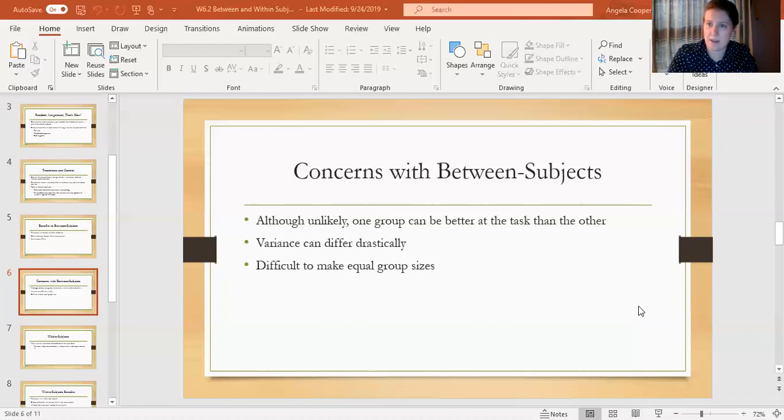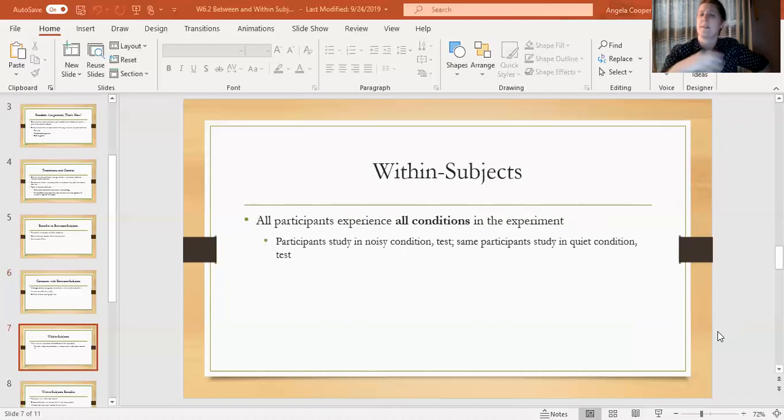And then it's difficult to make equal group sizes. You could have 100 participants, but if you're going to do the coin flipping method or even the random number generator method for true random assignment, there's always a chance that, yes, a coin is a 50-50 flip. You can either get heads or tails, but I'm sure we've flipped coins before. Even if you flip a coin 100 times, there is no guarantee you're going to get a perfect 50-50. It might be like 47-53 or a little off, but it can be difficult to make equal group sizes when you have a between subjects design.